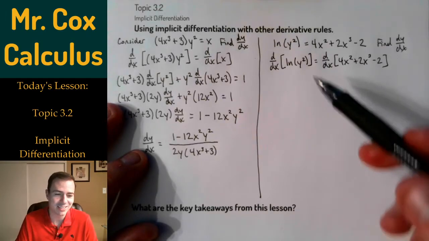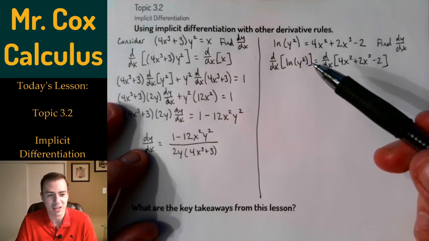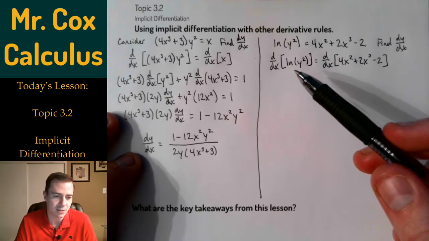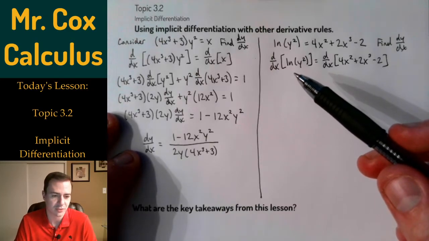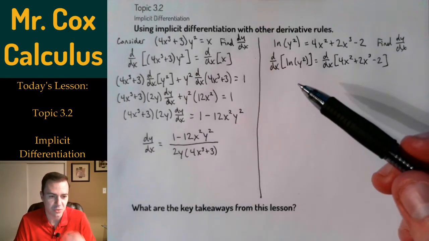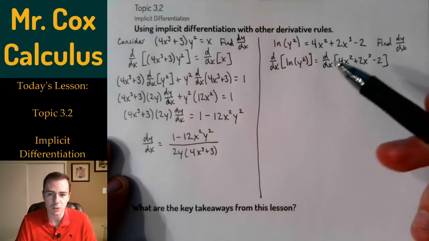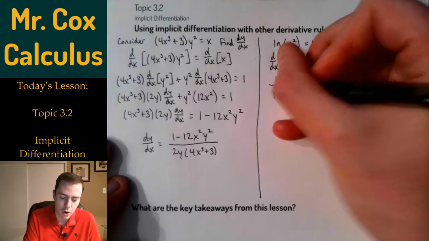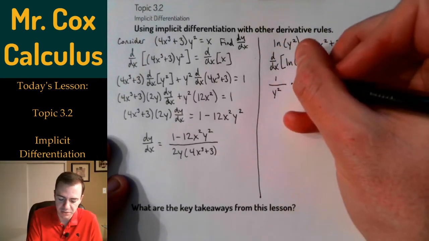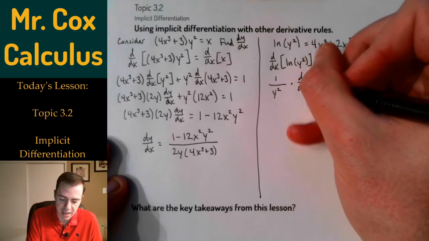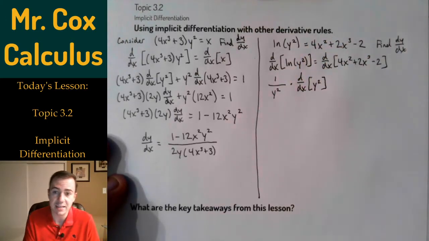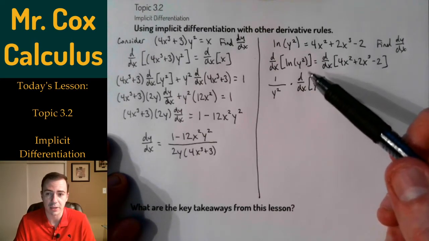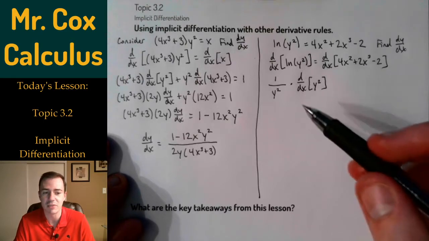All right, this has a lot of fun things going on the left side, because even before we do the implicit differentiation step, we need to think about what is the derivative of the natural log of something. And this is going to require us to use the chain rule. The derivative of the natural log of something is 1 over that something, so 1 over y squared times the derivative with respect to x of what that something is. That is the application of the chain rule when taking the derivative of the natural log of something. It's 1 over that something times the derivative of the something.